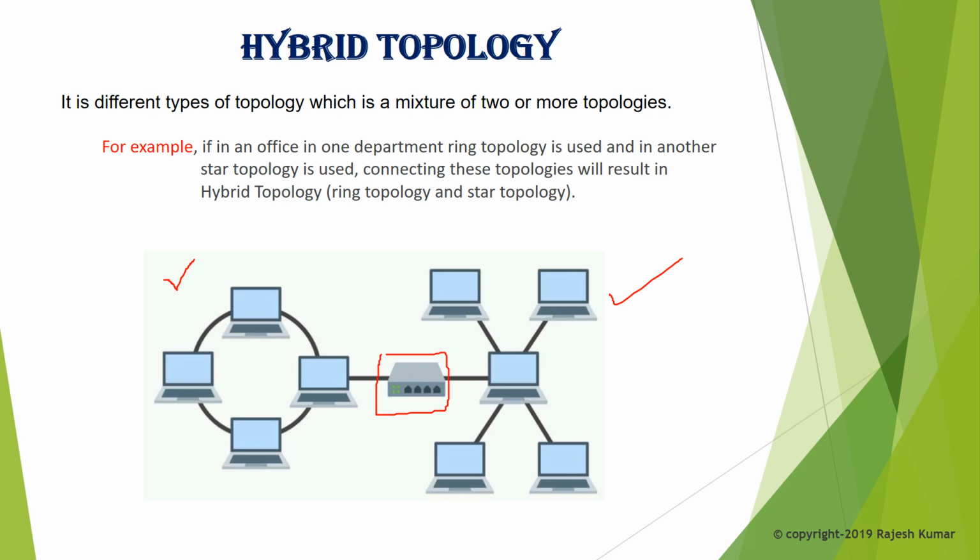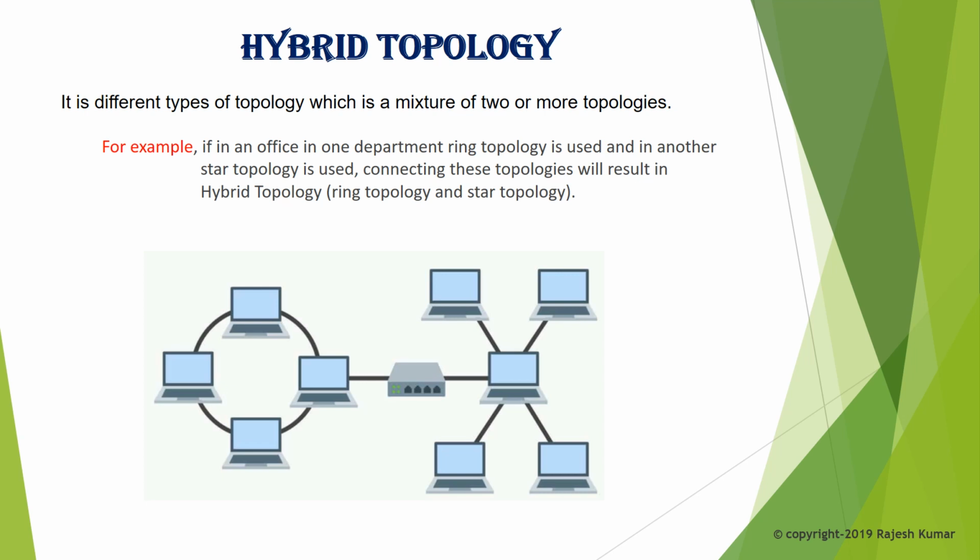So there might be a possibility that you have two different requirements in the office, wherein you want to connect some devices in the ring format and the other devices in the star topology. So what you can do is combine these two topologies together, and together they are called the hybrid topology.